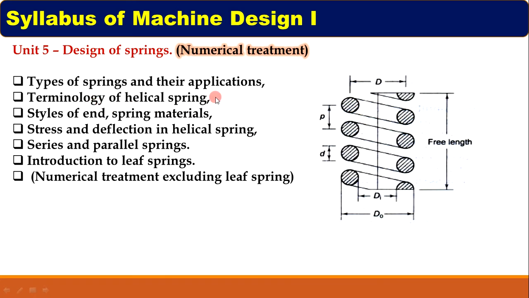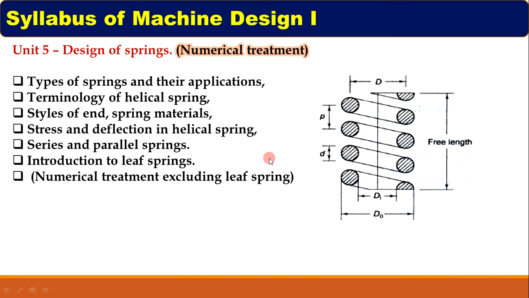These are some terminologies of helical spring. In this way we have to study this spring, and while designing the spring we have to find out this pitch, the wire diameter, the mean coil diameter, the free length, and sometimes inner coil diameter and outside coil diameter will be asked. Additionally, we have to find out the solid length and compressed length while designing the spring. So we are designing the spring, that means we have to find out such dimensional parameters.